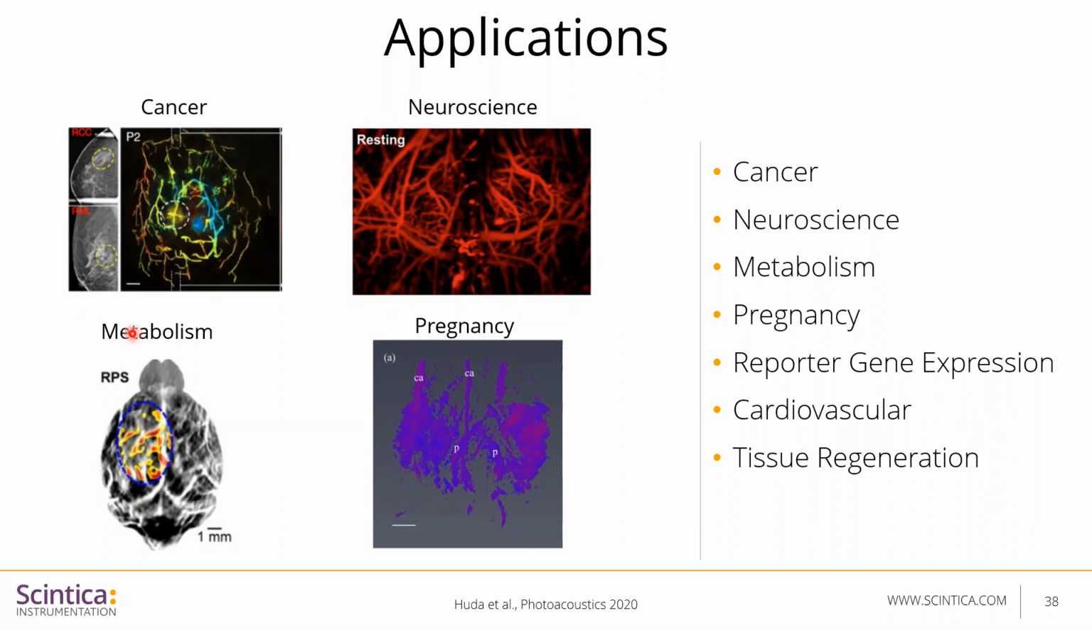I have already shown you that PAFT can be used to image the placental oxygen during pregnancy. Besides that, the applications include reporter gene expression. It can also be used in the cardiovascular setting and to study tissue regeneration. So there is a wide range of applications that PAFT can be used in. And in all these applications, the advantage of using PAFT is to get a better spatial resolution as well as a deeper or higher sensitivity.